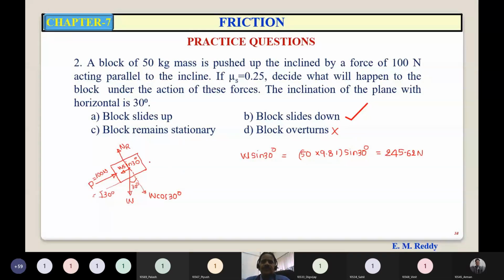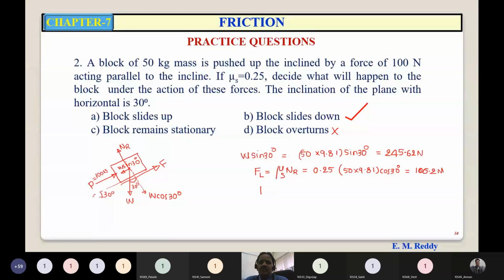Further, you want to explore that if it is sliding down the plane, the friction force will act upwards. What will be the limiting friction? Limiting friction is the coefficient of static friction into normal reaction, 0.25 into normal reaction, which is W cos 30. So 0.25 into 50 into 9.81 into cos 30. Just tell me how much is this? 106.2 Newton.